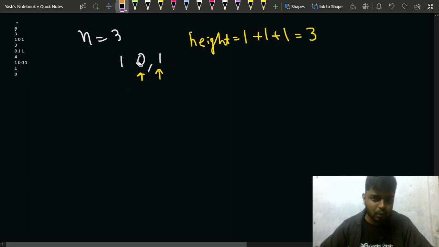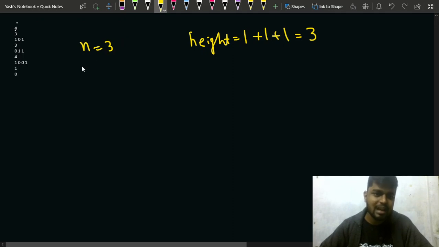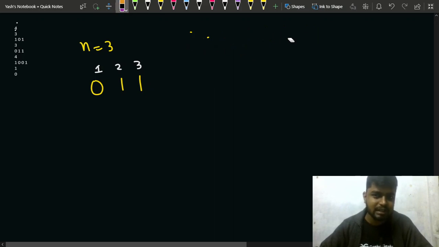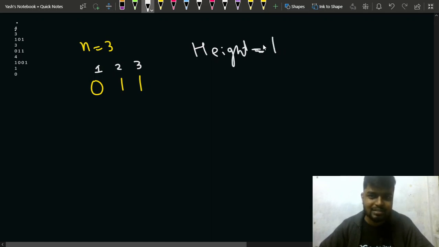Now let me look at some other test cases in this problem. Let's say n is 3 again, and the array given to me is 0 1 1, where the days are day 1, day 2 and day 3. In this way, initially my height will be nothing but 1. Now let's try and see what will be my height after all the 3 days.